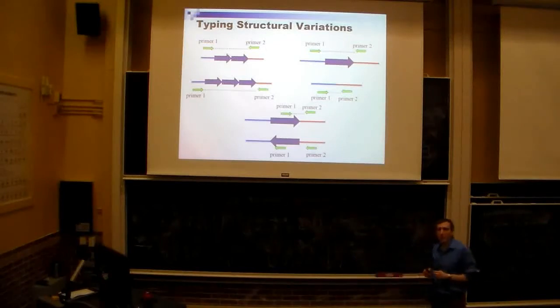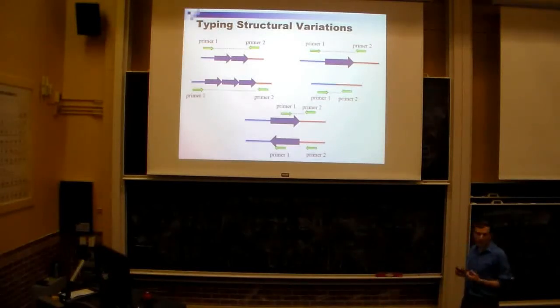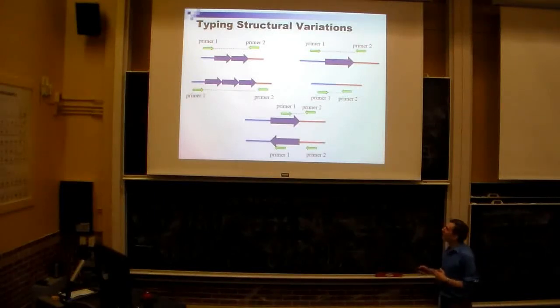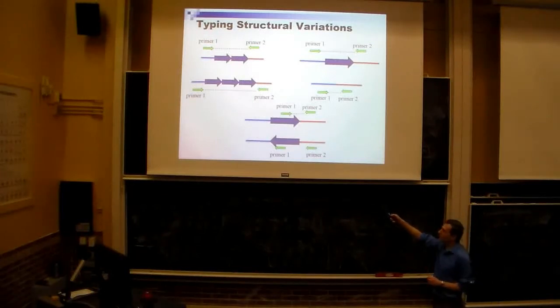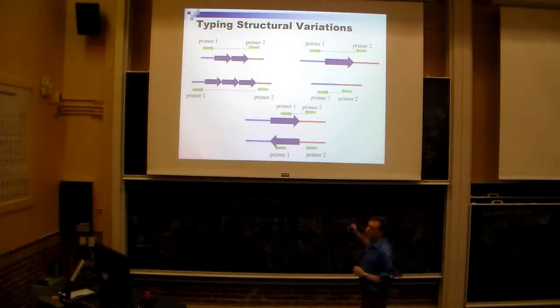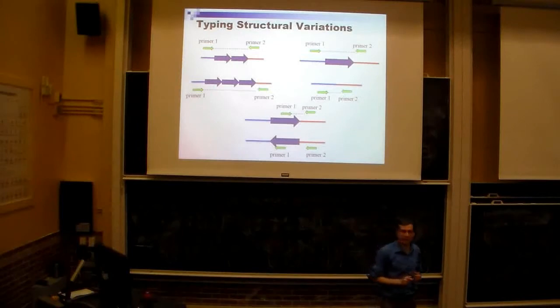If you know a particular variation is there, you can test for that. You can type it using PCR. So if you know what you're looking for, you can get primers outside of these structural variation regions, and based on the lengths of the sequences between these, figure out how many copies you're looking at for a CNV or for an insertion or deletion.